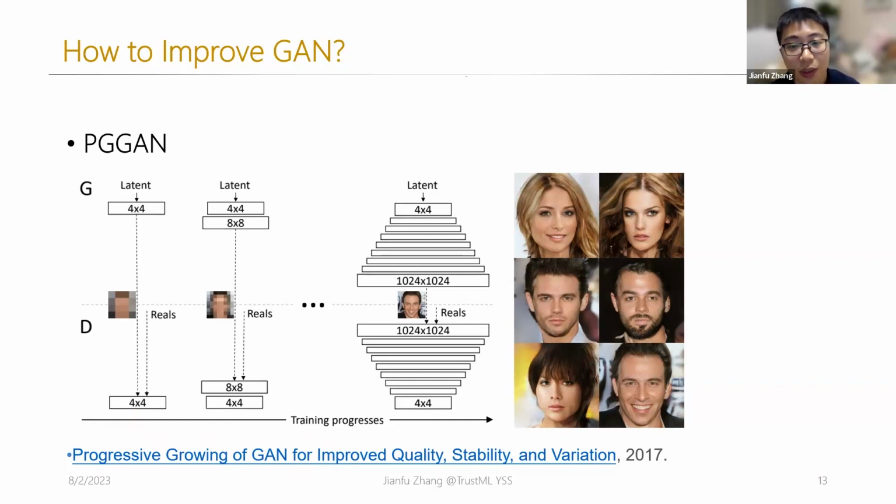By adopting this progressive approach, PGGAN overcomes some of the challenges faced by traditional GANs, such as mode collapse and training instability.